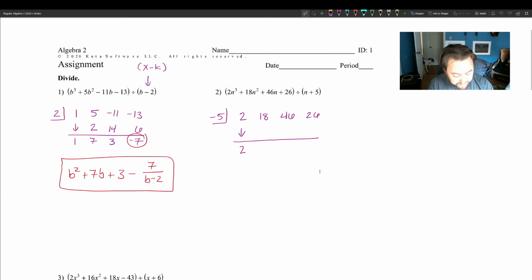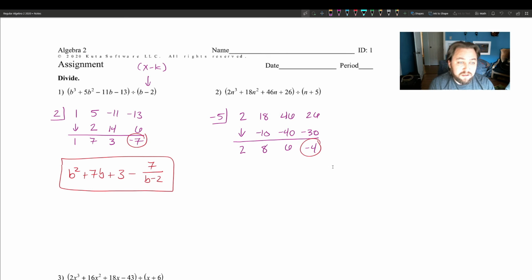Negative 5 times 2 is negative 10. And then 18 plus negative 10 is going to be 8. Negative 5 times 8 will be negative 40. And then 46 minus 40, or plus negative 40, is going to be 6. Negative 5 times 6 will be negative 30. And then negative 30 plus 26 will be negative 4.